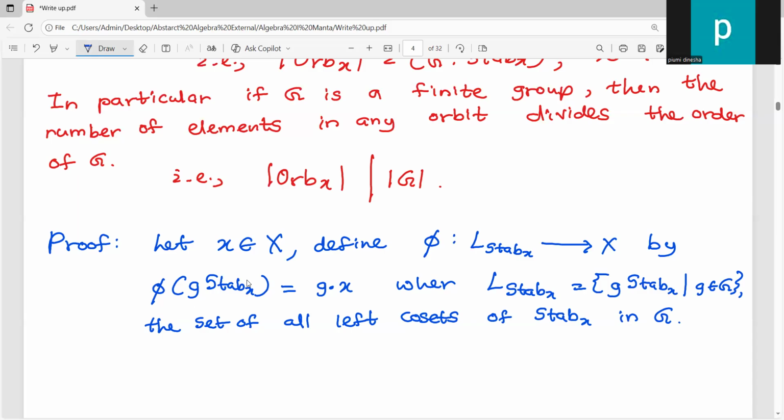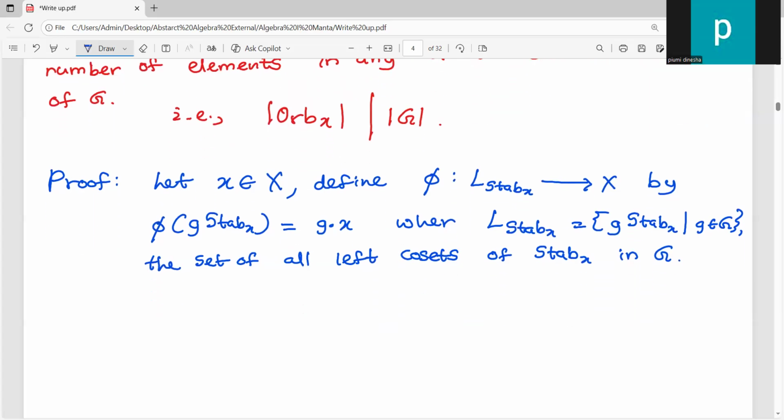So what we are going to do is we will show that this function is well defined, one-to-one and onto the orbit of X. In that case, we can conclude, because it's one-to-one and onto the orbit of X, the number of elements in the set of all left cosets in G must equal the number of elements in the orbit of X. That's the number of elements over here, which is the index given above. Okay. So first we will show that phi is well defined.